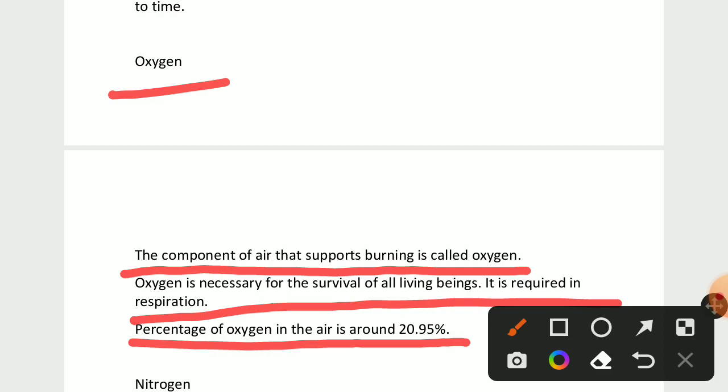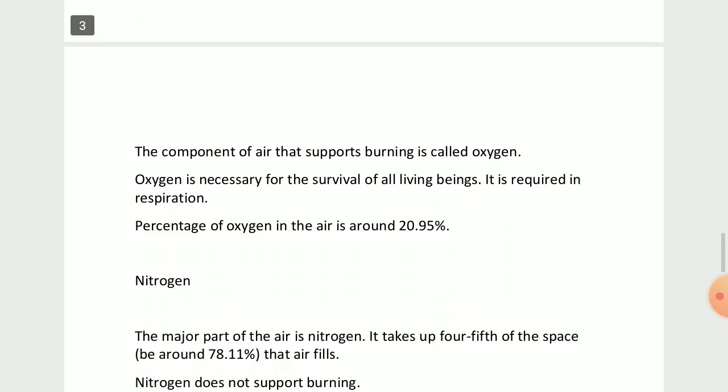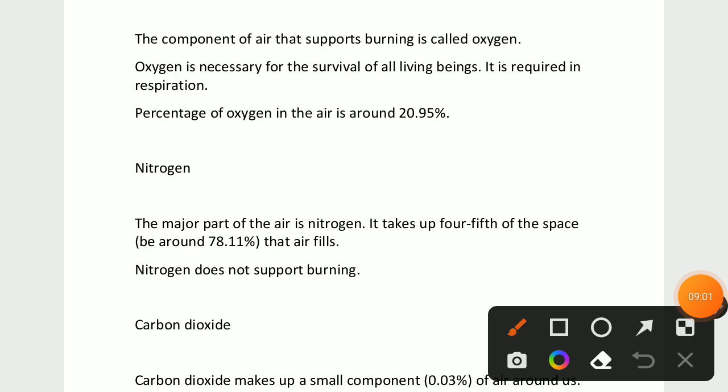The gas which supports burning is oxygen, and it is also used for survival, as human beings take in oxygen, which is useful for survival. The percentage of oxygen in air is 20.95 percent.